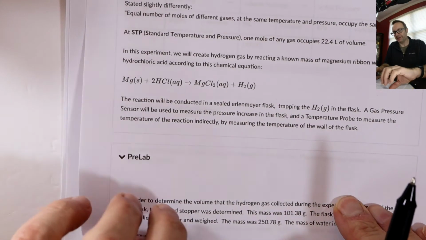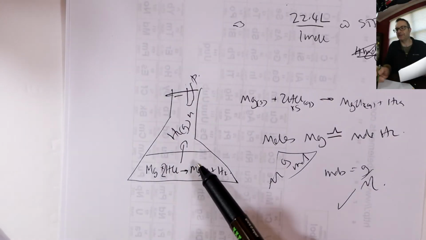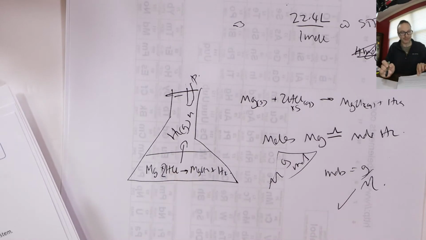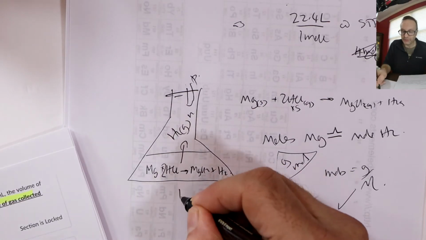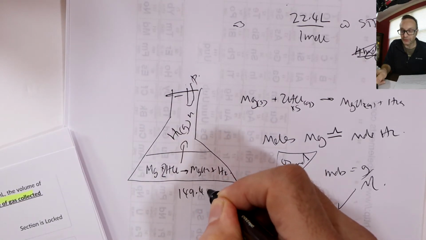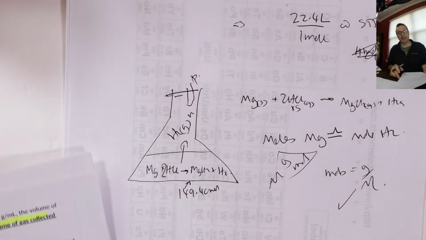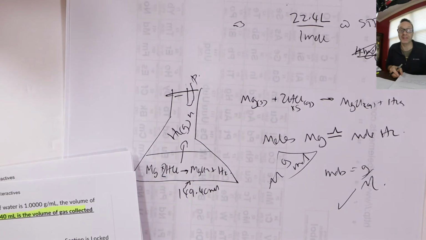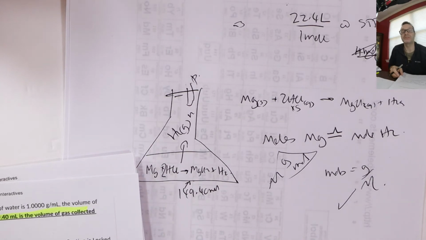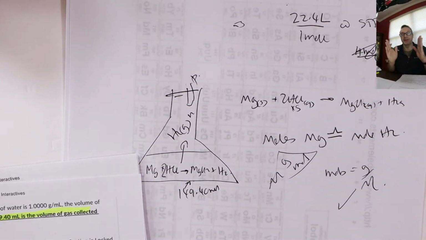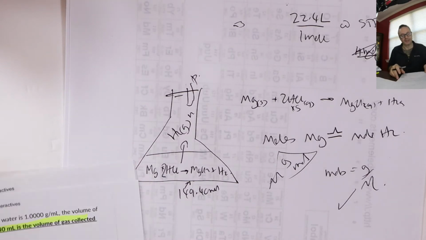As we mentioned in the Prelab, they have a fixed volume container, and the volume is 149.40 milliliters. That's the volume of the gas. The volume of the gas is the volume of the container, remember. Now the more gas you make, the closer the particles will become and the pressure will go up. So the more moles, the higher the pressure. It's proportional.